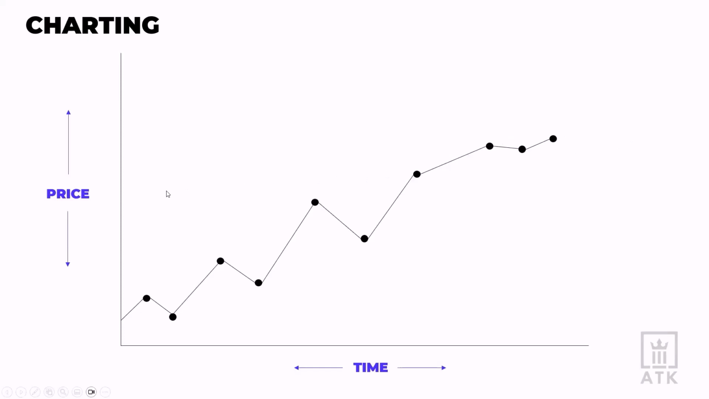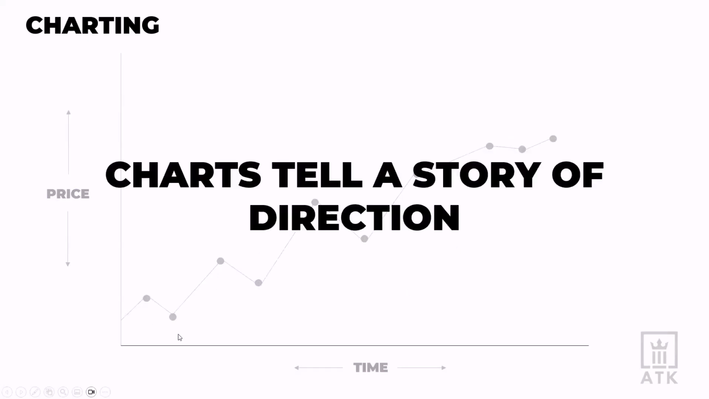Looking left will show you the history of where the market said they like price to be. We'll learn more about that as we go on. So essentially what is happening is the chart is telling us the story of the direction that price wants to go based on where price has been in the past.